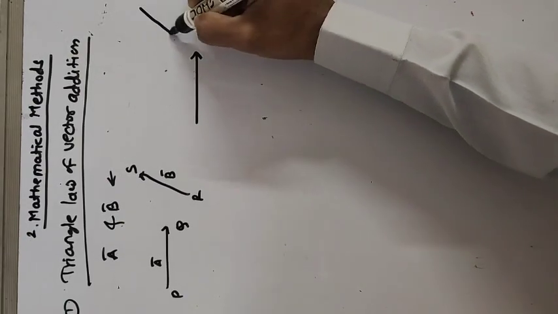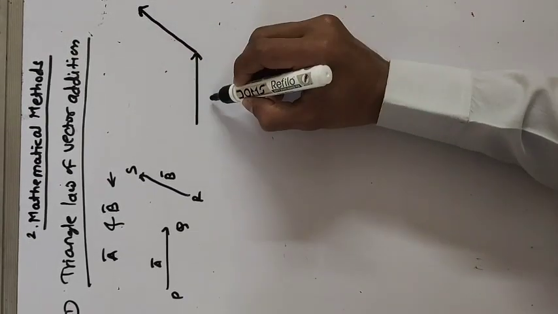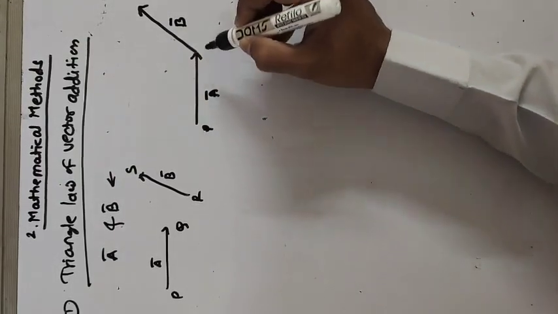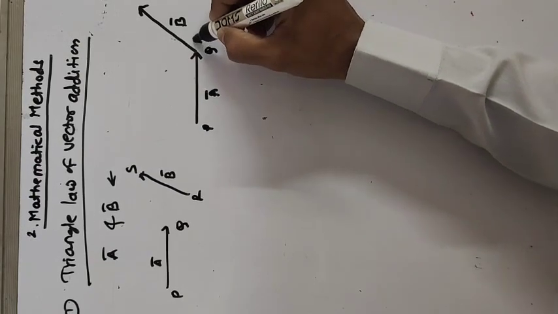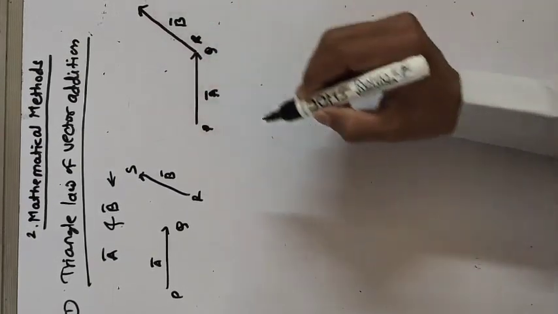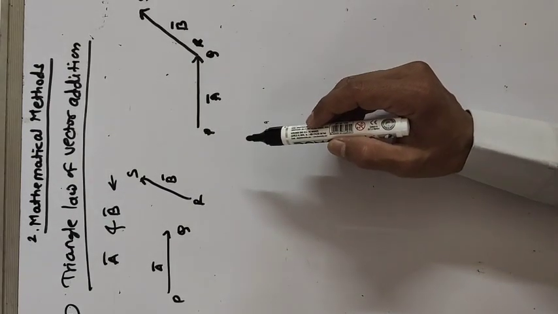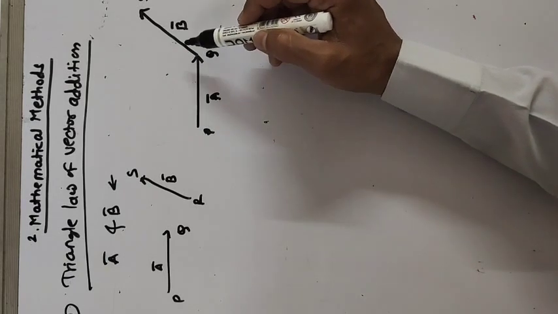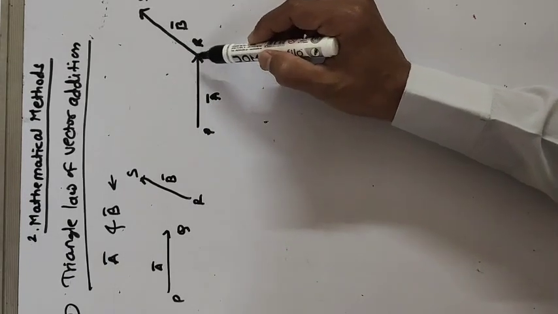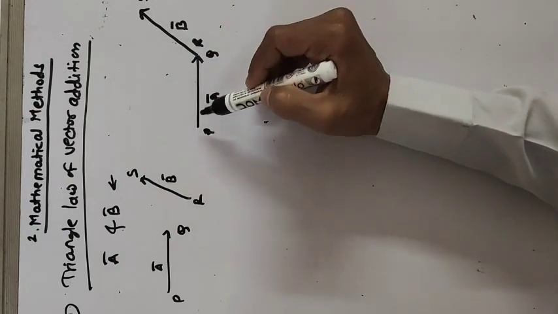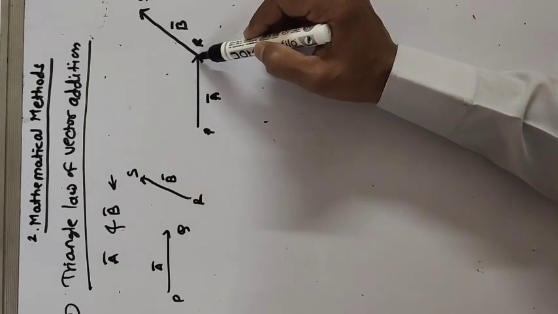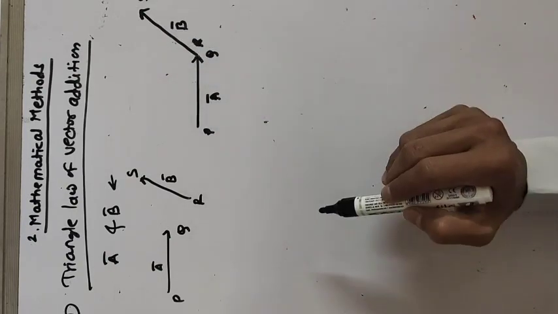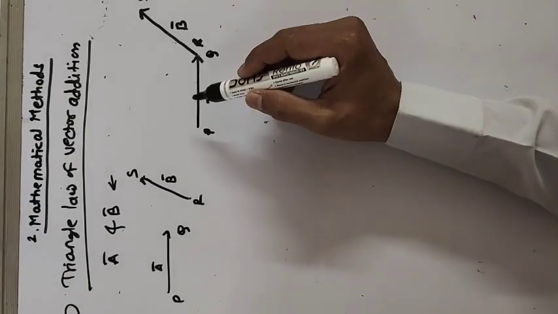Two sides of a triangle. This is vector A bar. This is vector B bar. This is P, Q, R, S. Two vectors represented in magnitude and direction by two sides of a triangle, and the condition is they are taken in order, one after the other. The end point of the first vector is the starting point of the second vector. That is, they are taken in order.